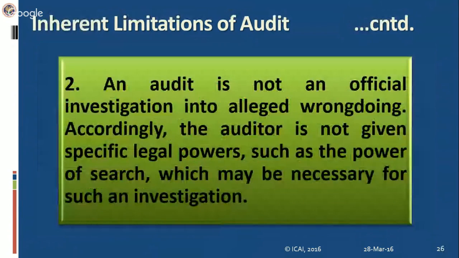Second example. An audit is not an official investigation into alleged wrongdoing. Yes, the auditor is not an investigator. He can only ask for the documentation. Accordingly, the auditor is not given specific legal powers such as the power of search, which may be necessary for such an investigation. Like in section 143, he has a right to ask for the documents from the management of the company, from the officers of the company. He cannot himself search the document.